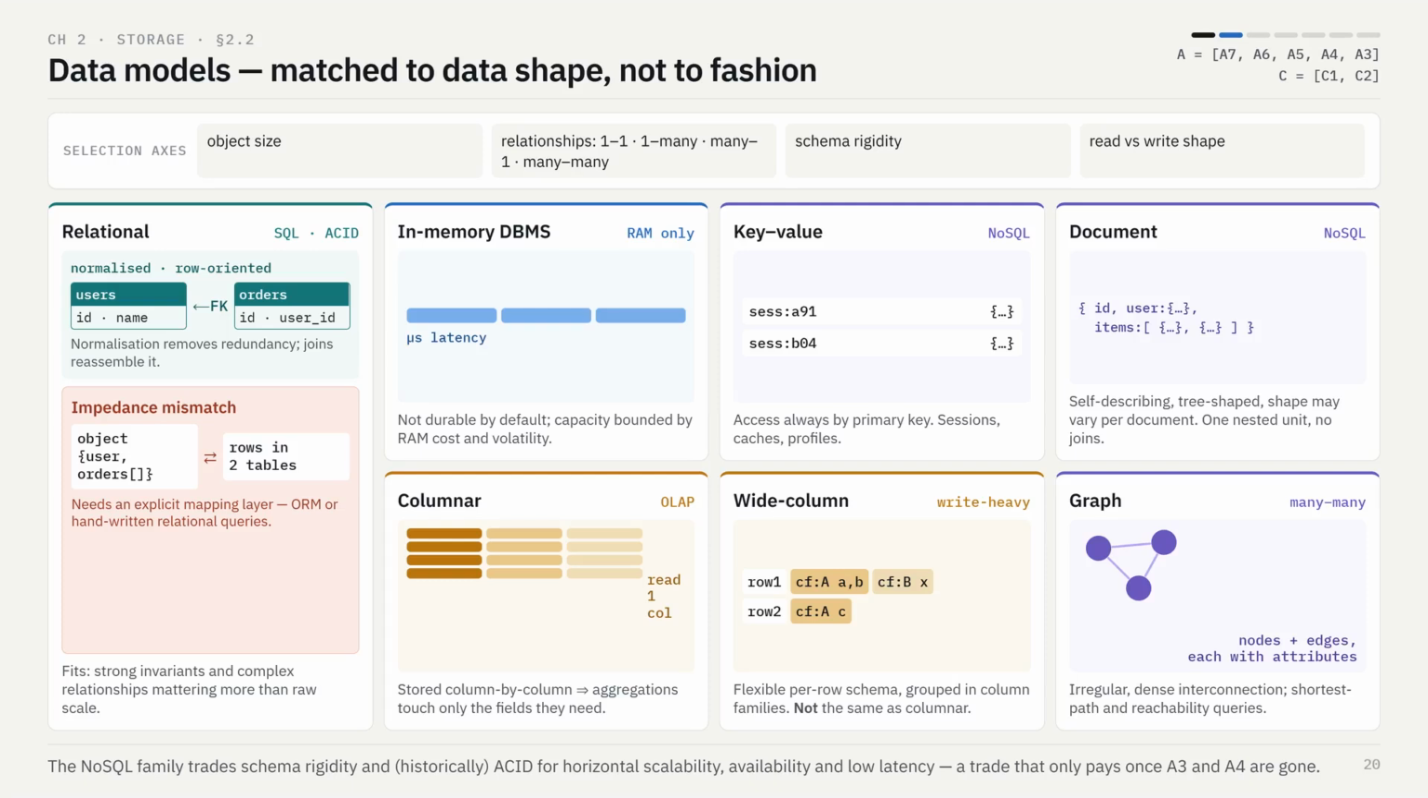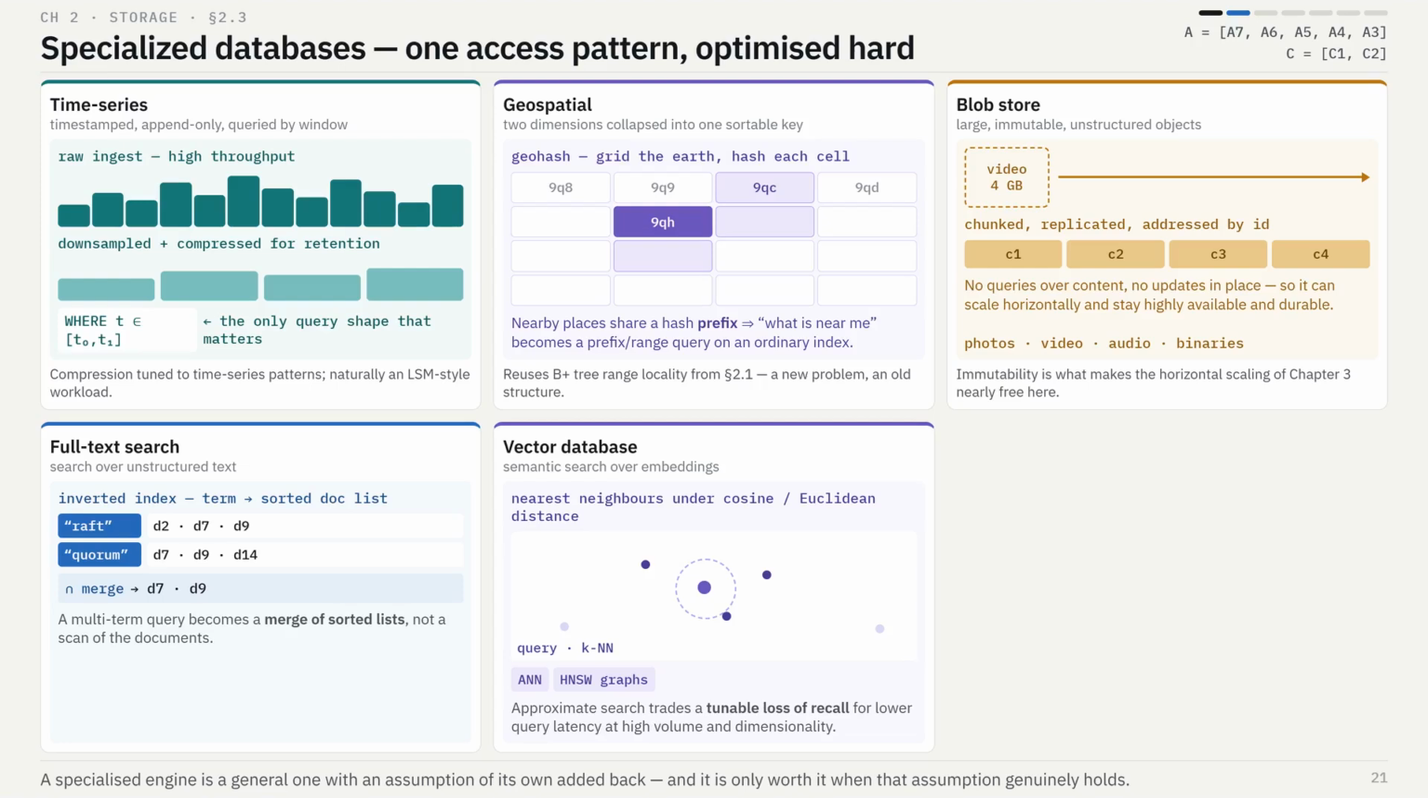And a graph database uses a graph structure for storage, where nodes represent entities and edges represent relationships between them, each carrying its own set of attributes. It suits data with a high, irregular degree of interconnection, and queries such as shortest path and reachability, which are awkward to express relationally. Beyond those general purpose models, there are engines built for a single access pattern, optimized hard. A time series database is optimized for storing and querying timestamped data. It's designed for high throughput ingestion, uses compression algorithms tailored to time series data patterns, and is optimized for time range queries and downsampling.